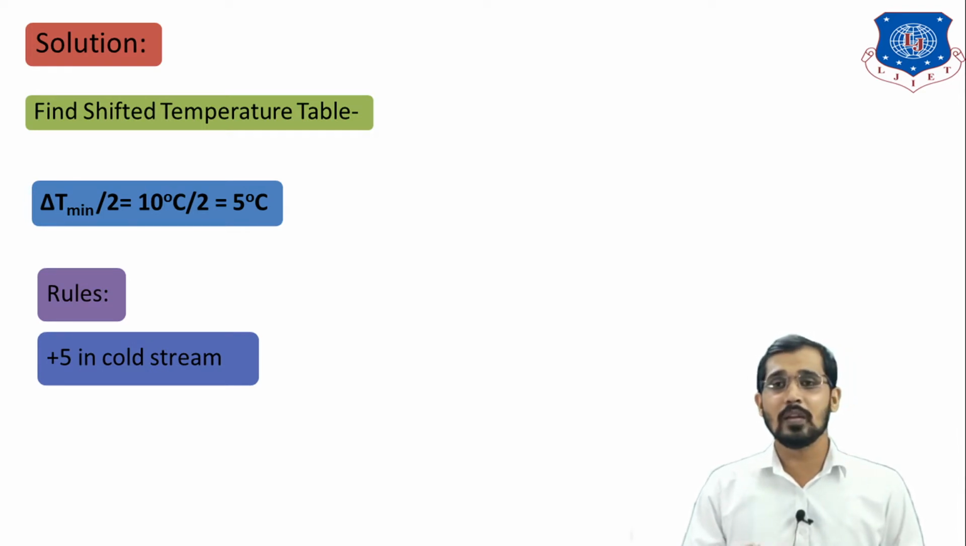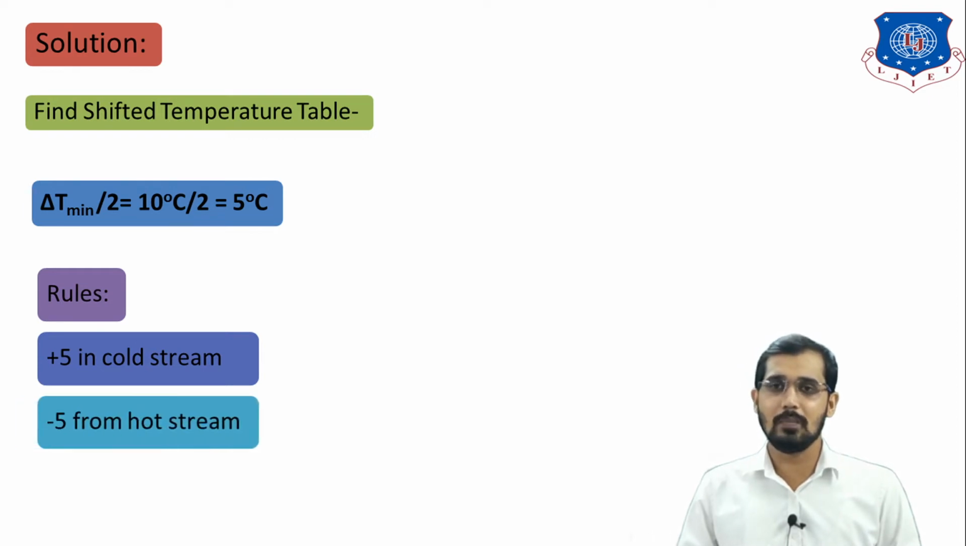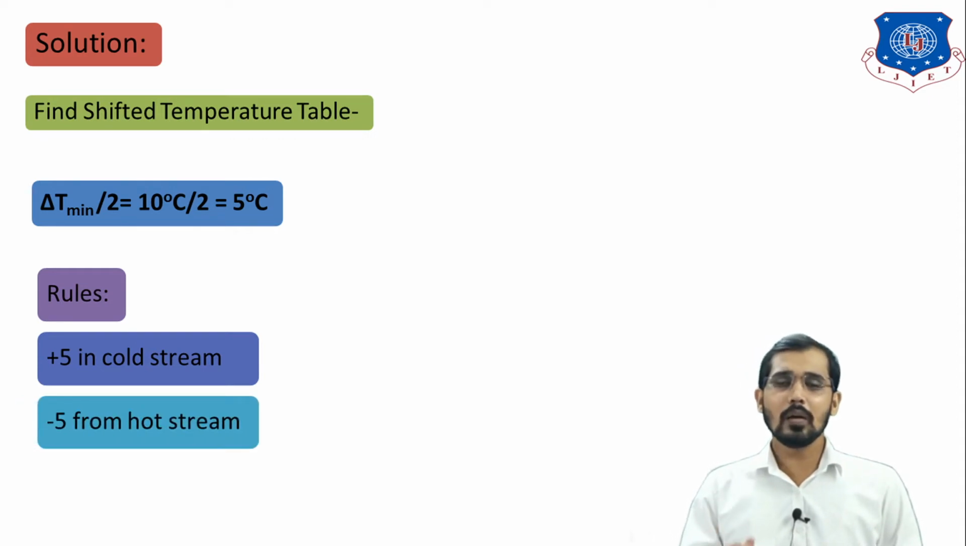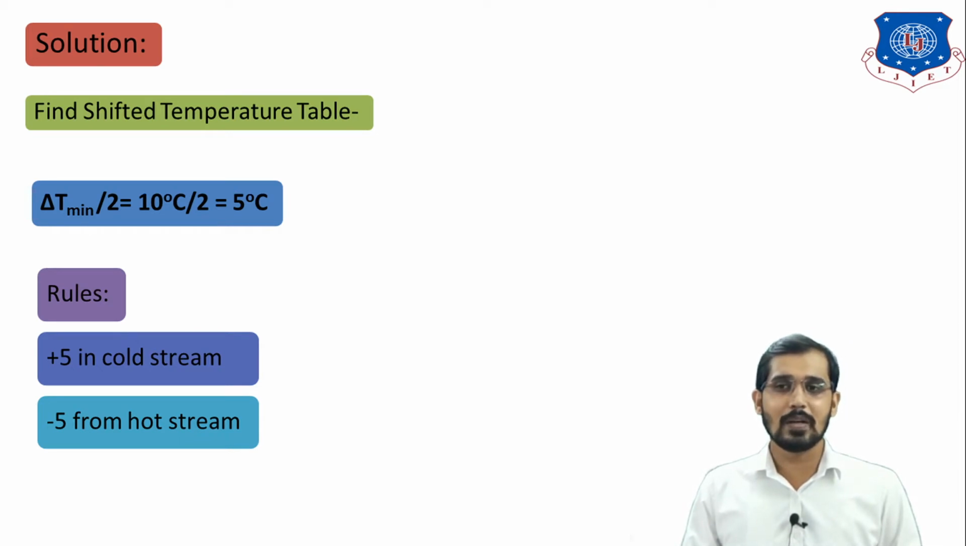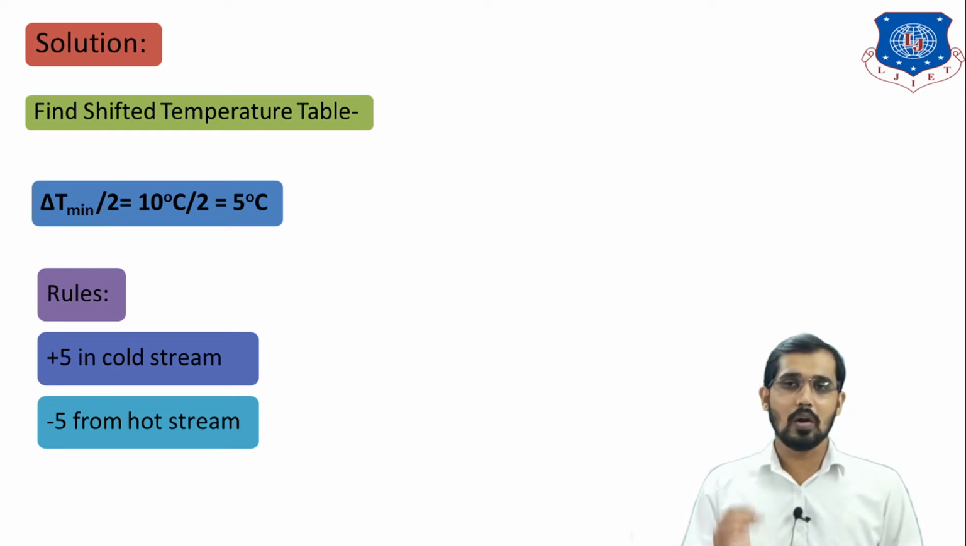That's why we are removing minus 5 from the hot stream and adding plus 5 in the cold stream. According to the rules, you have to find that temperature, meaning how much temperature you are going to reduce or add in those streams. That can be found by using delta T minimum by 2, that is 10 degrees Celsius by 2, equal to 5 degrees Celsius. Now this 5 degrees Celsius is the adjusted temperature. Now we are going to add and remove this temperature from the hot stream and cold stream.